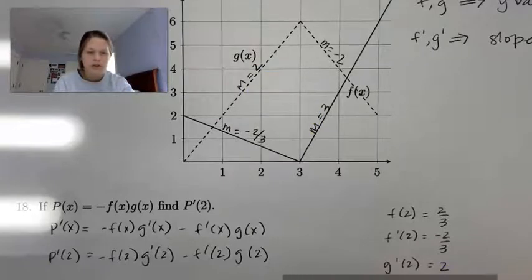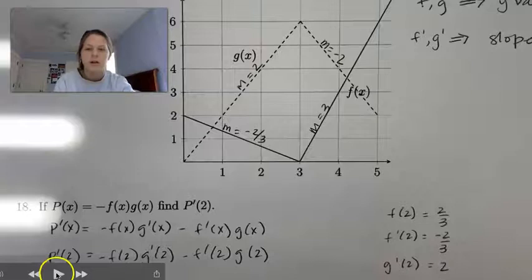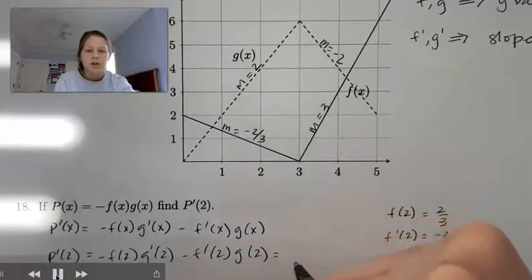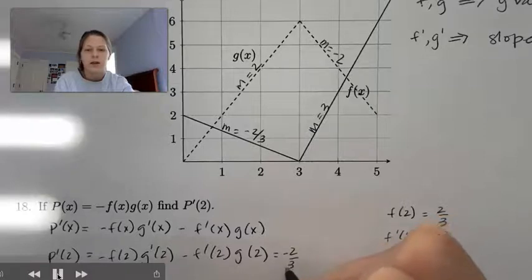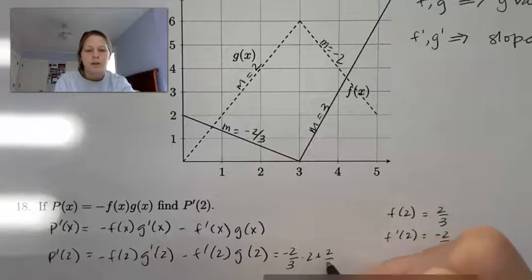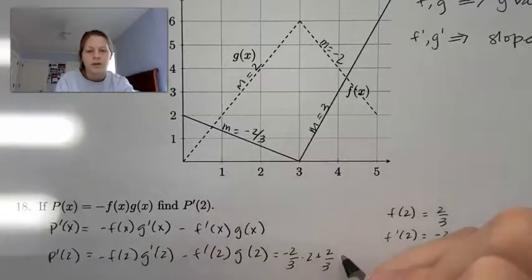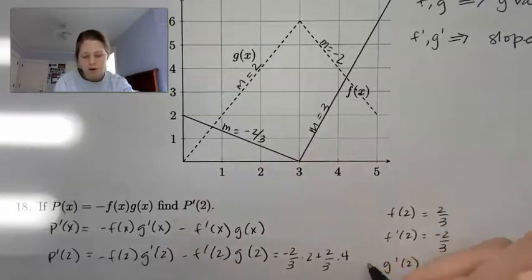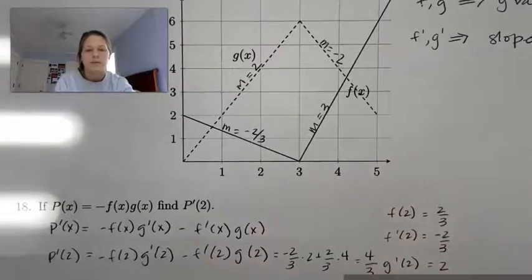And then this is in our way. Sorry, this is going to have to be a little visible for the time being. Oh, just kidding. And then we'll plug those in and get negative 2/3 times 2 plus 2/3 times 4. And our final answer is 4/3.